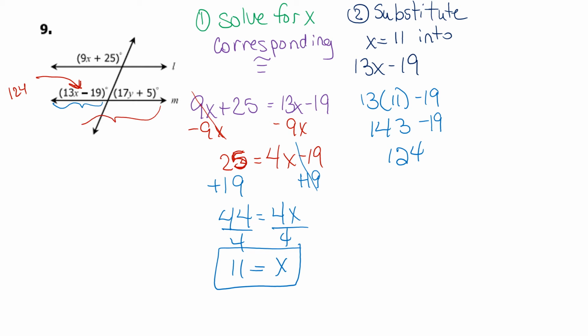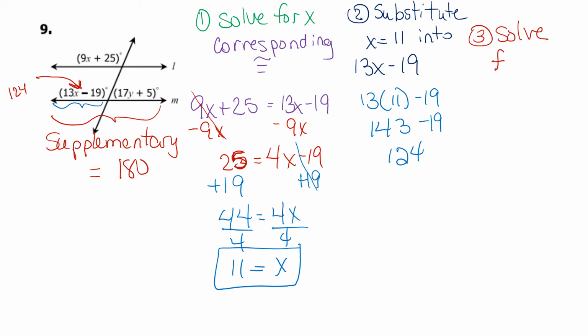I know that these measurements are supplementary. They make a straight line. I know that supplementary angles equal 180 when they're added together. So that is my third step to solve for the y. So I'm going to take the 17y plus 5 plus the 124 angle that I just came up with. Sorry, it's 124. And set those equal to 180.